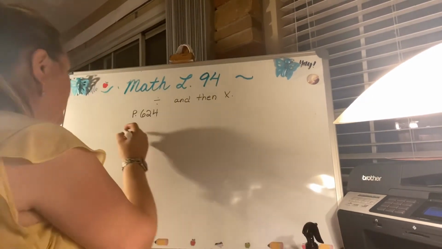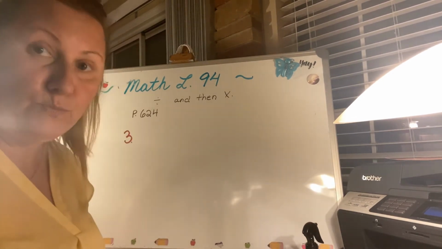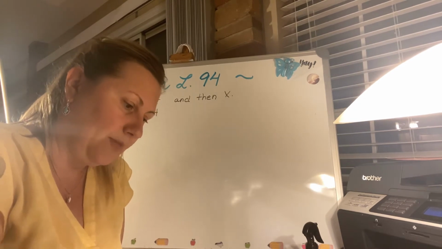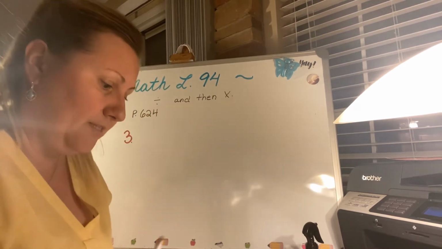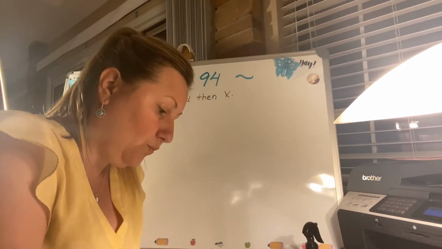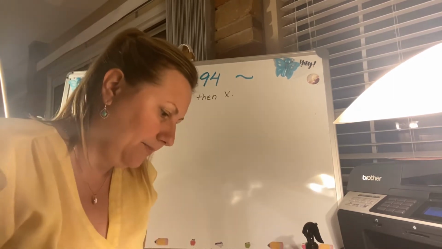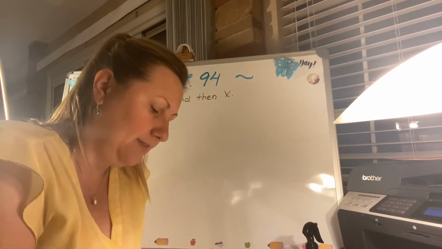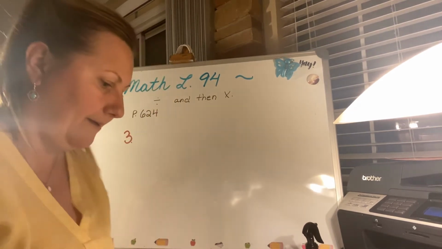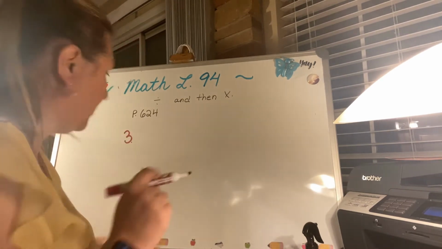Now we are on number 3. Number 3 says Dewan is 2 years older than Rebecca. Rebecca is twice as old as Dylan. Dewan is 12 years old. Ooh, first given information. How old is Dylan? First find Rebecca's age. Okay, so let's see. I have to think about this. I haven't done this problem.